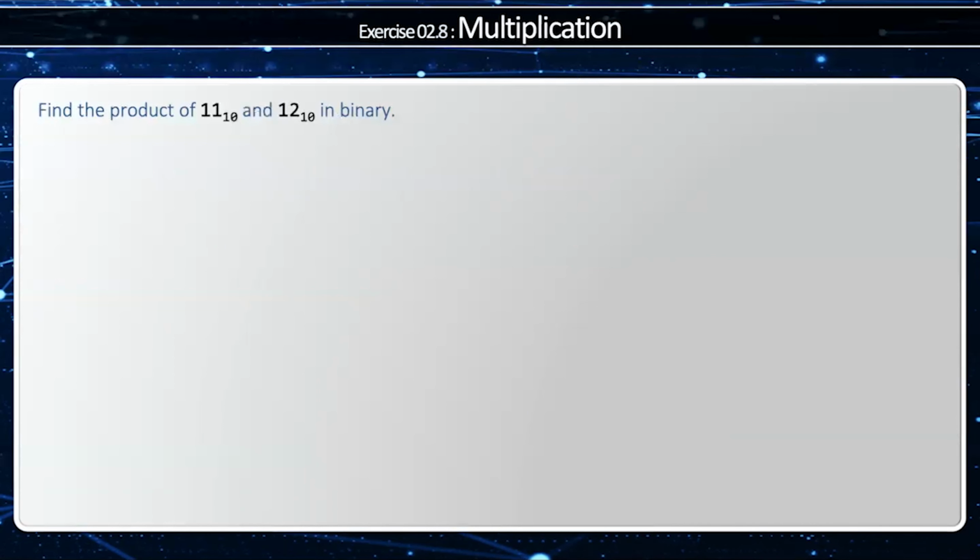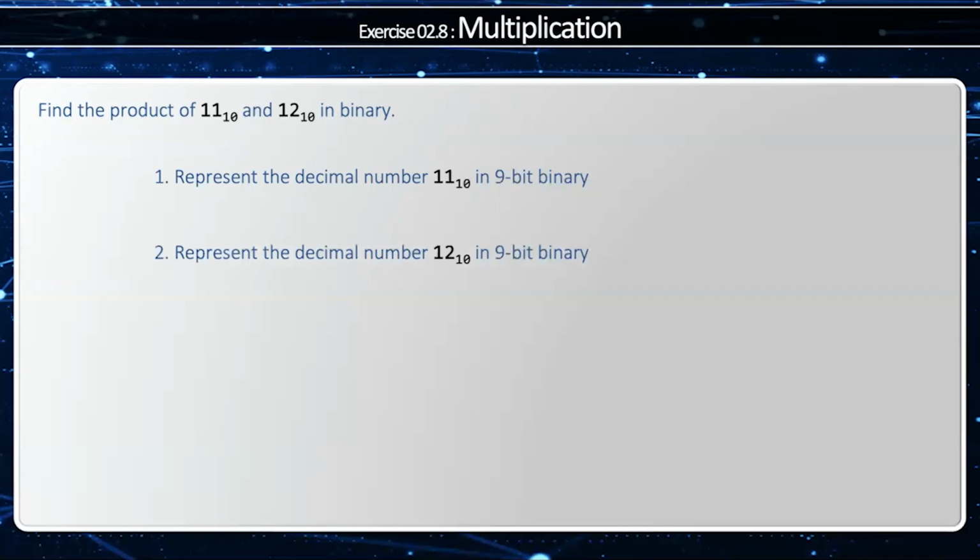Here's another problem to do on your own. Take 11 in decimal and take 12 in decimal. And first of all, convert them into binary. We'll use 9-bit binary in this case. So 11 decimal in binary, and then 12 decimal in binary. Multiply them together, and then verify that 11 times 12 is 132.